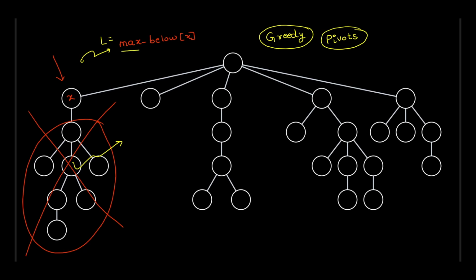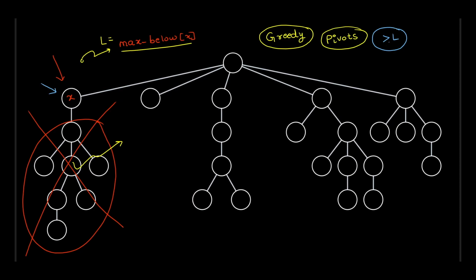Max below of X, let's define it as X. So since the maximum value of this red circle has been deleted, there could be multiple different leaves that could have deleted this. But the possible pivots that are now existing, that is the possible leaf nodes that are now coexisting with X, would have to be strictly greater than X. They would have to be strictly greater than L, right?